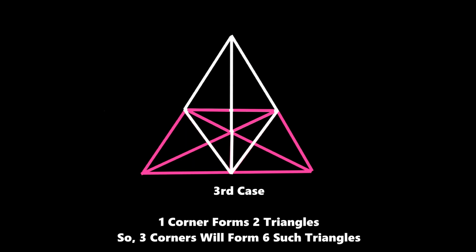Now for the third case, one corner forms 2 such triangles displayed in the figure. So 3 corners will form 6 such triangles. For the fourth case, small triangle corner forms 2 such triangles. So 3 corners will form 6 triangles.